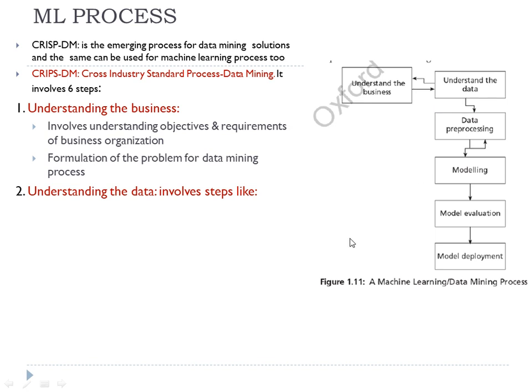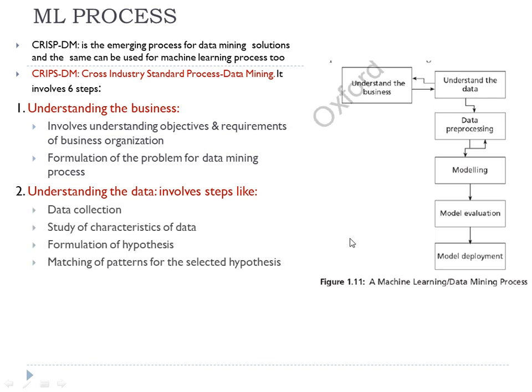The second step is you have to understand the data. We know the biggest and the primary requirement in machine learning is data. How do you do that? The first step would be the data collection. After collecting the data, you have to study the characteristics of the data that you have collected. Then you have to formulate a hypothesis based upon this data, and find out what kind of patterns and what kind of information is there in the data.